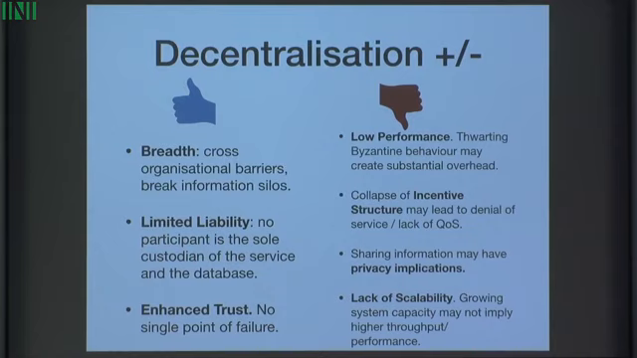I mean, in the old paradigm, the incentive structure was somehow abstracted away from the system, right? So there was one organization that would provide the infrastructure that is somehow incentivized to do that, and this was not part of what the system was solving. But now we have to think about this incentive structure as part of the system design. Sharing information across these boundaries may have privacy implications, and scalability is bound also to be hurt, because growing the system capacity may not necessarily imply that you have higher throughput and performance.